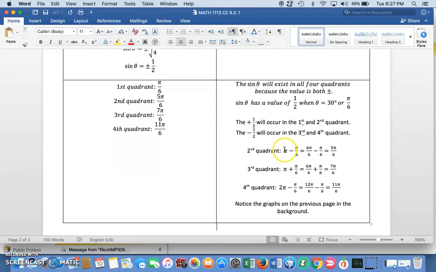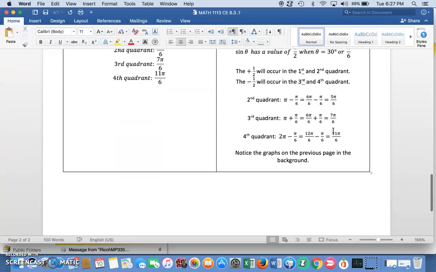In the second quadrant, if pi over 6 is your reference angle, you subtract it from pi and you end up with 5 pi over 6. Third quadrant, you add it to pi, you end up with 7 pi over 6. And the fourth quadrant, you subtract it from 2 pi. A full circle subtracted. 2 pi is the same thing as 12 pi over 6, and if you subtract 1, you get 11 pi over 6. The graph on the page up above is just simply for background, but you can read it off that too.